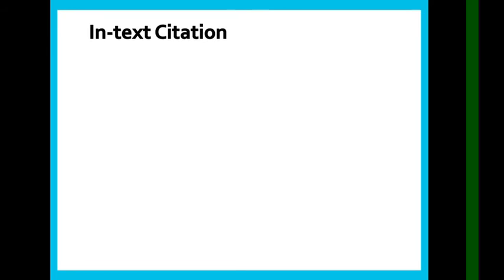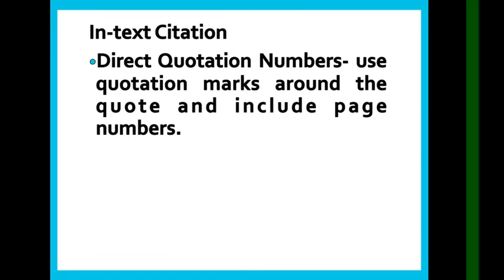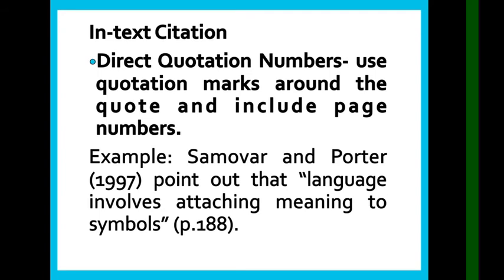We have the different citations. We have the in-text citation. Under in-text citation, we have direct quotation. This is the use of quotation marks around the quote and including page numbers. So, this is the direct quotation. Ibig sabihin, kinukuha mo ng buo yung sinabi ng tao. So, for example, Samovar and Porter, 1997, point out that language involves attaching meaning to symbols, page 188. Okay, so that is a first quotation and a sample of direct quotation.